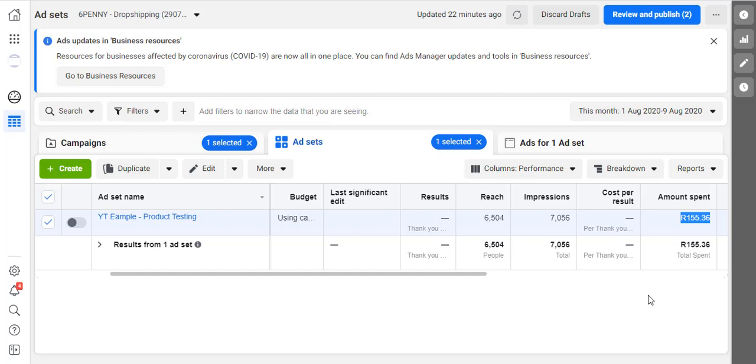How did it actually perform? Because the impressions or the reach doesn't really show you anything. I had to install a pixel. A pixel helps you to track the sales or the views that you have on a product on your website, or also the conversions, meaning how many people actually bought this product from this advert.